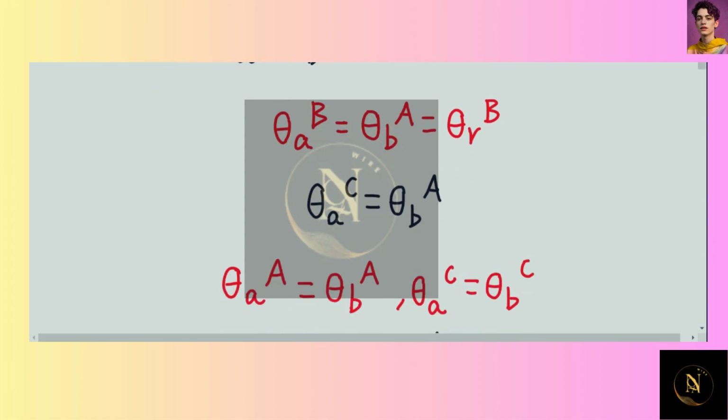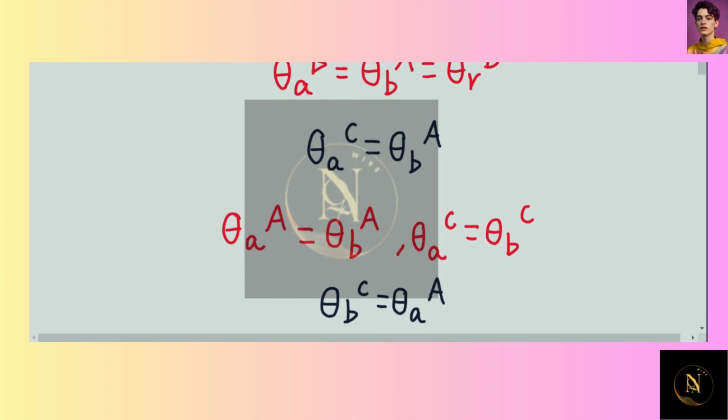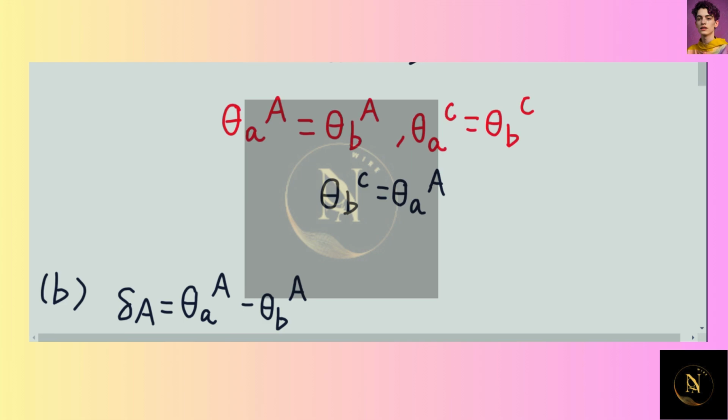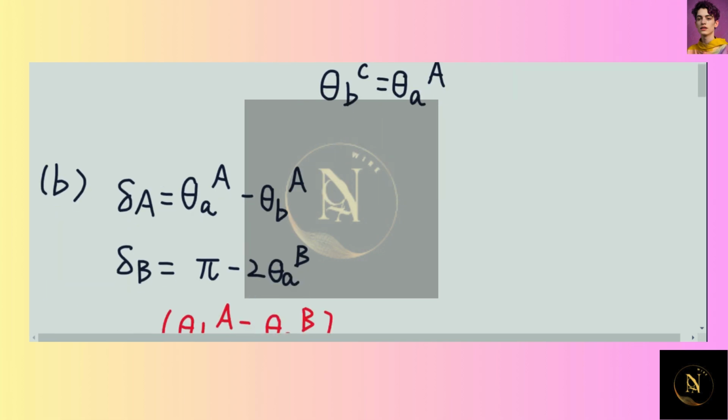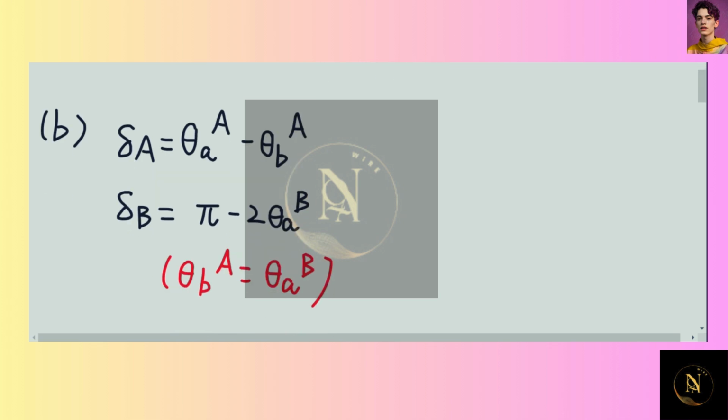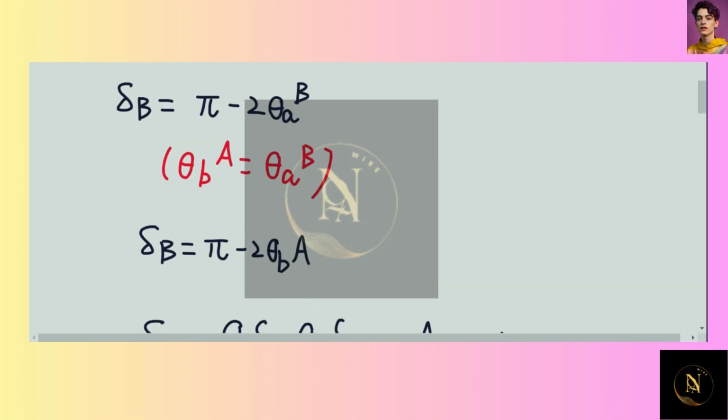We have also known that theta AA is equal to theta BA, and theta AC is equal to theta BC. So therefore, we have theta BC is equal to theta AA. So for the next question, the angular deflection at point A should be equal to theta AA minus theta BA. And the angular deflection at point B should be equal to pi minus 2 theta AB. And we know theta BA is equal to theta AB. So therefore, the angular deflection at point B is actually equal to pi minus 2 theta BA.